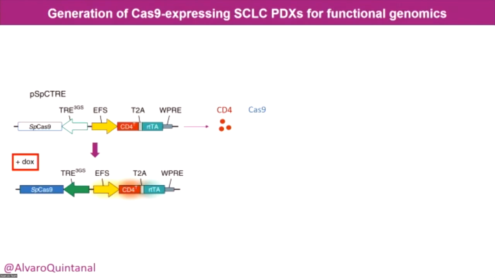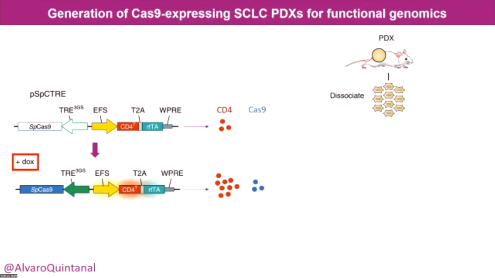And we saw that when you activate this promoter with doxycycline, you not only get expression of Cas9, but also you get higher expression of CD4. Expression of CD4, even if constitutive, also gets enhanced. And it's going to be very interesting for later in the talk.